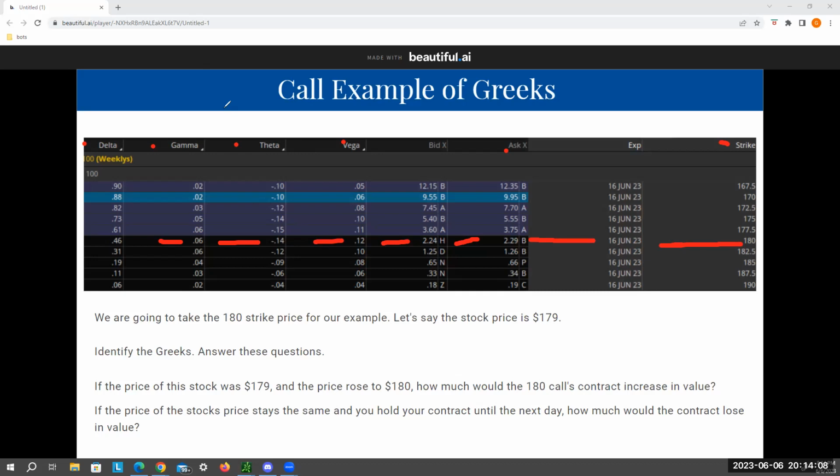If the price of the stock was $179 at this current moment, and the price rose to $180, how much would the $180 call's contract increase in value? Now, if the stock's price stays the same and you hold your contract until the next day, how much would the contract lose in value?